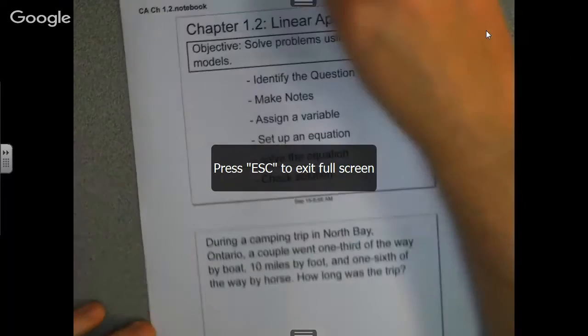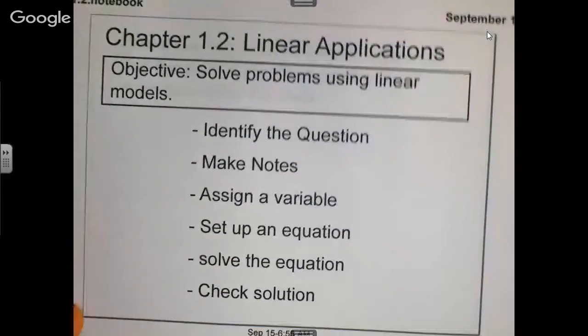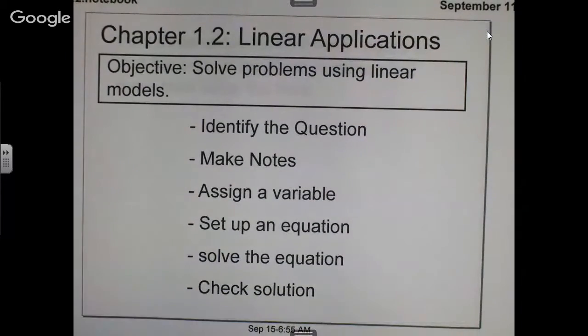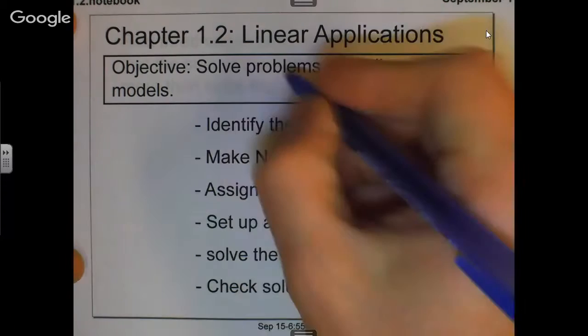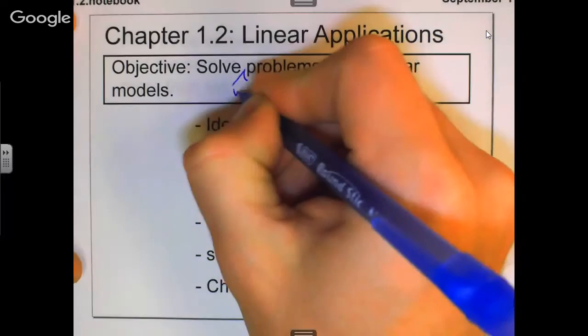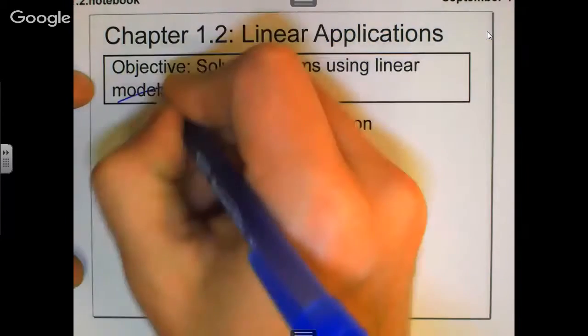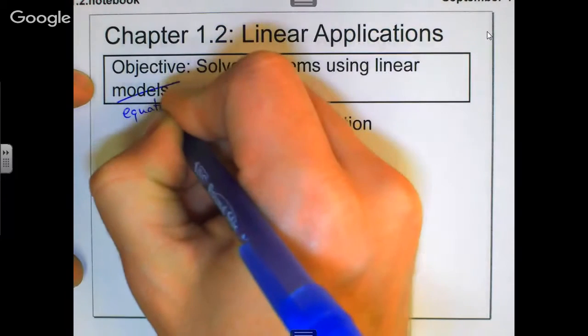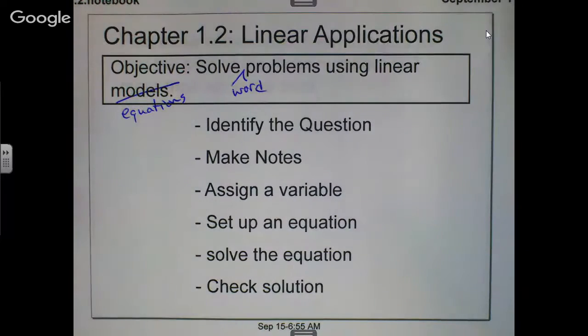We're going to talk about chapter 1.2. Let's get her zoomed in here. It's talking about linear applications. Our objective is to solve problems using linear models. That's just a fancy way of saying we're going to solve word problems, so solve word problems using linear equations. So no x squared or x to the third or anything like that.